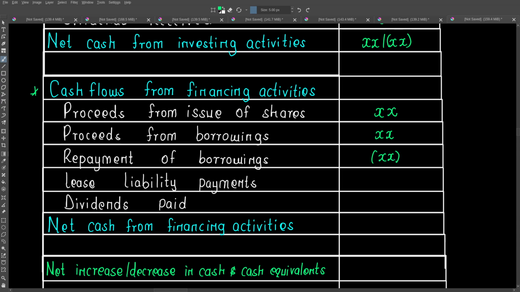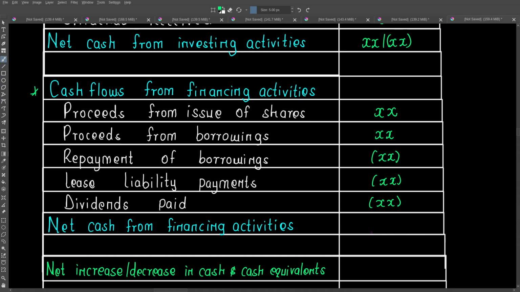You also have a lease. If you have a lease, then you have a lease liability payment, which is as well a cash outflow, okay? Then you have dividends paid. So these shareholders are entitled to this amount of dividends, and you pay them. When you pay them, that is as well a cash outflow, okay?